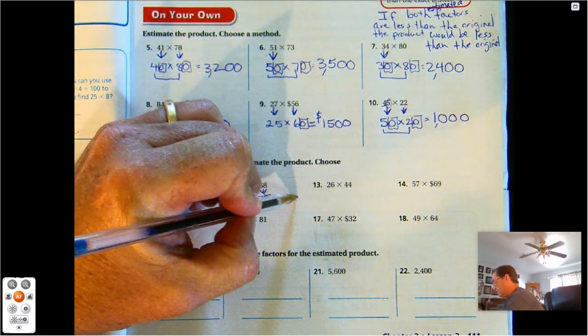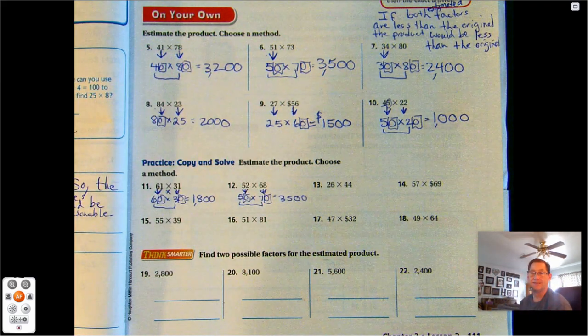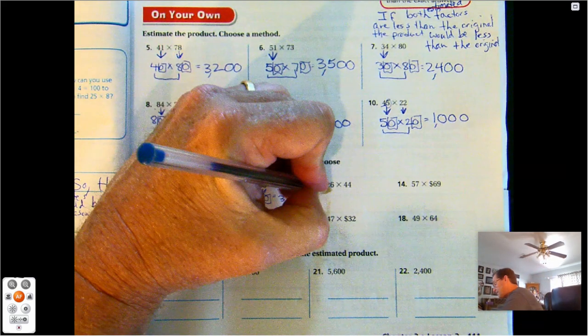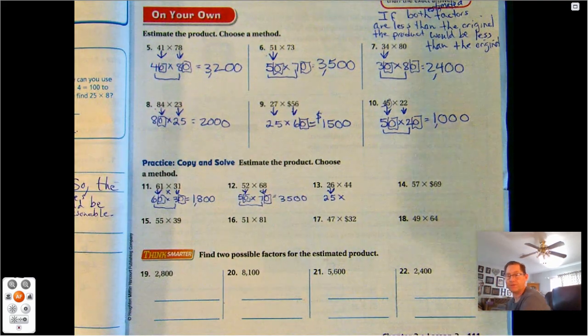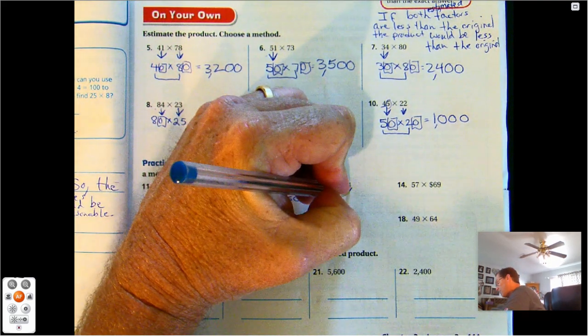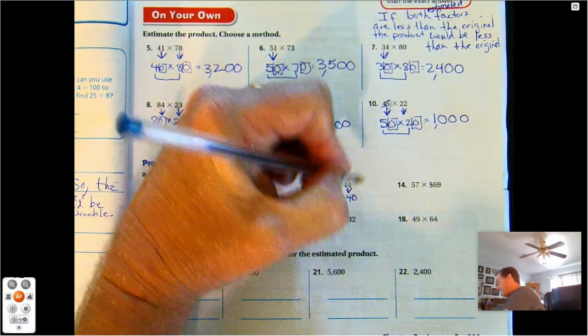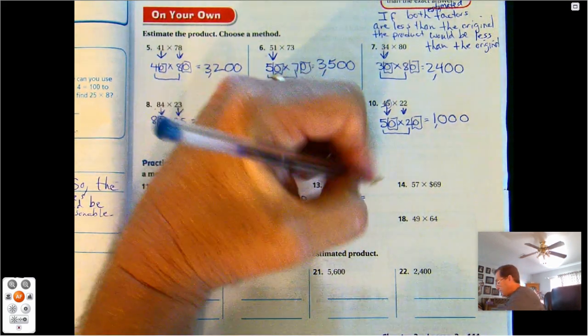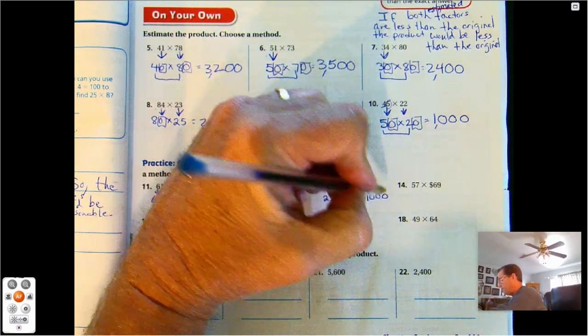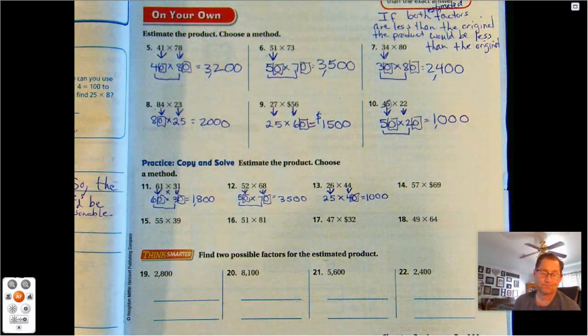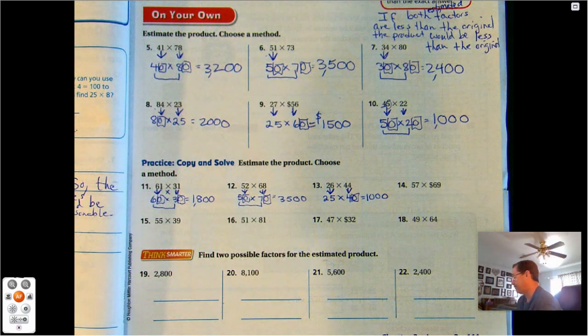26 times 24, that's close to 25, so I'm going to use compatible numbers. 44 times 40, 4 quarters is 100 pennies, and the 1 zero from the 40, we get 1,000. Okay. If you did 30 times 40, you would get 1,200.